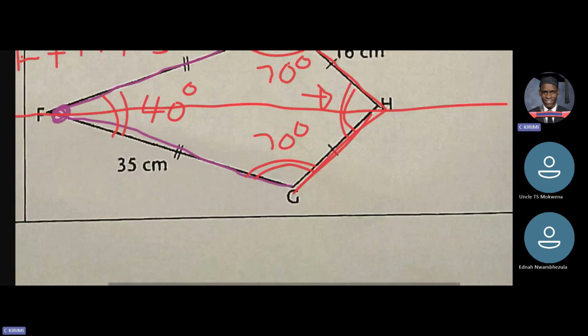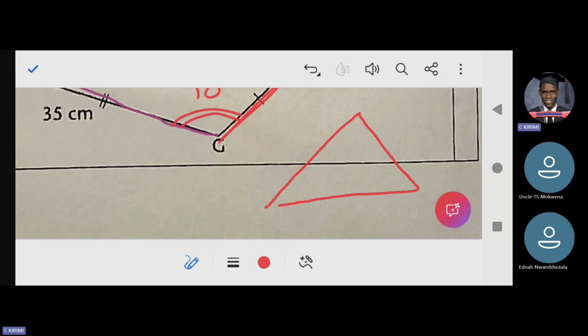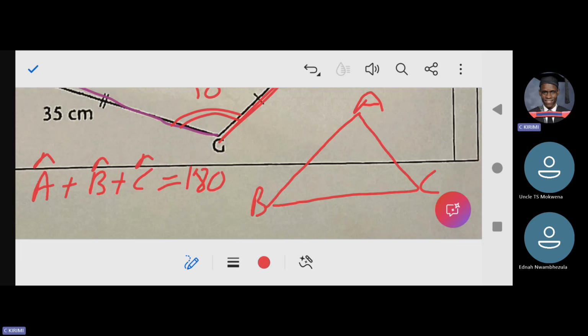But for a triangle, we told you that all angles in a triangle add up to what? 180. So if this is triangle ABC, what we mean is angle A plus angle B plus angle C must give you a total of 180 degrees. What do we mean? If this angle is 100 degrees, don't forget degrees, and this angle is 40 degrees, what is angle C equal to?